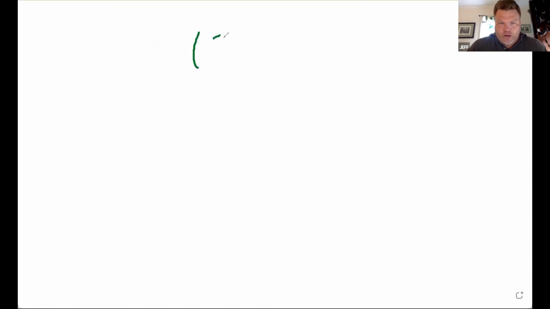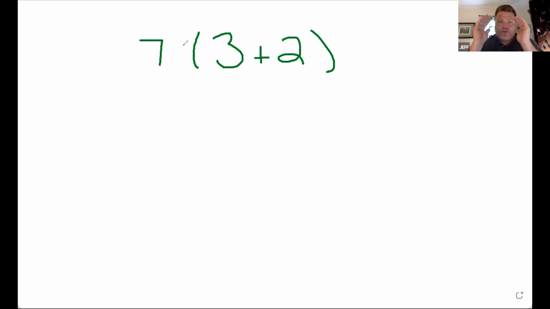So I'm going to draw up 3 plus 2 in here, and I'm going to put a 7. There's nothing in between here and here. When two things are touching, letters and numbers, that means multiply. There's no sign in there. When things are touching parentheses and there's no sign to say what to do, it means multiply. So this means 7 times 3 plus 2.